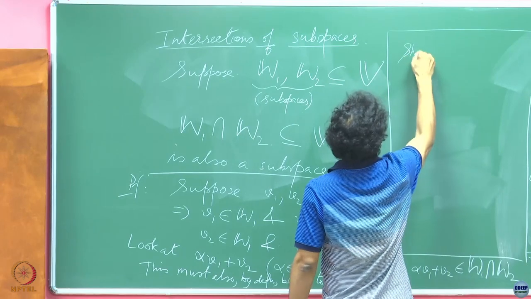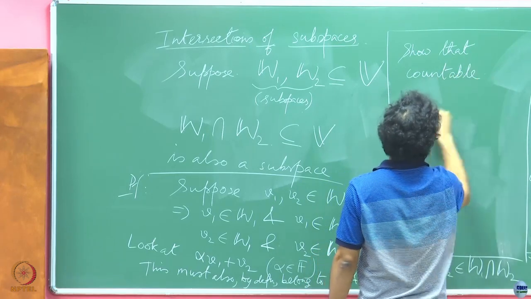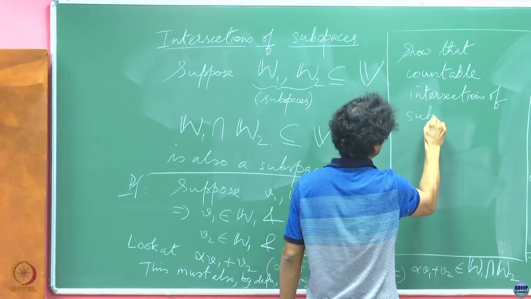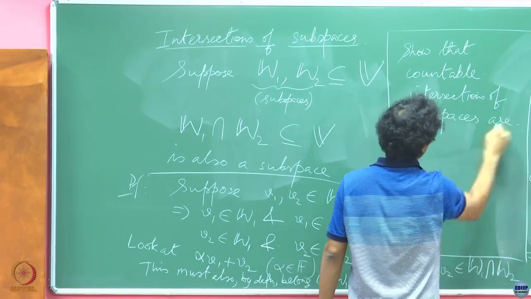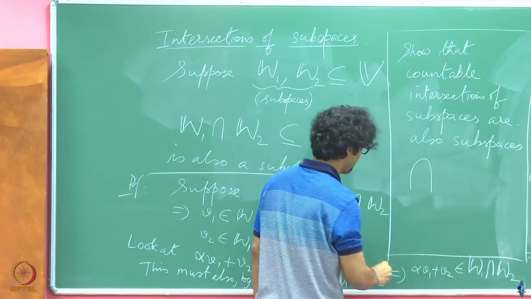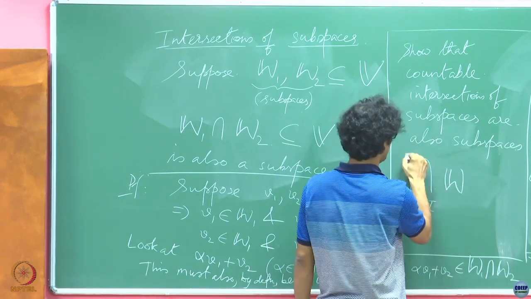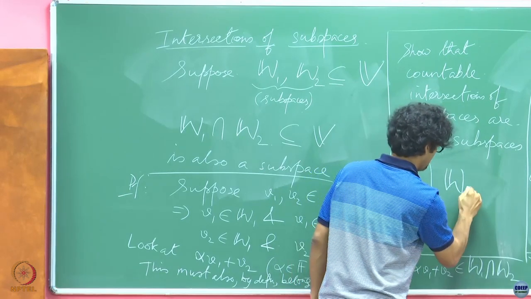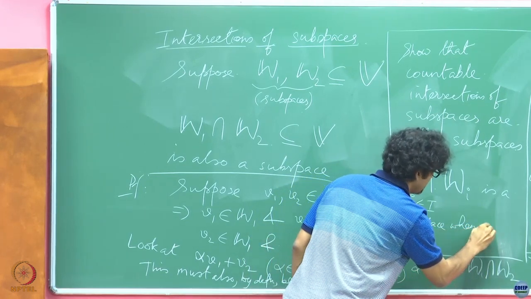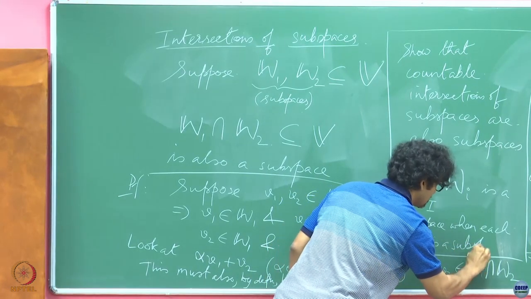Okay, show that countable intersections of subspaces are also subspaces. In short, this belongs to some index set, Wi. So that is a subspace when each Wi is a subspace.